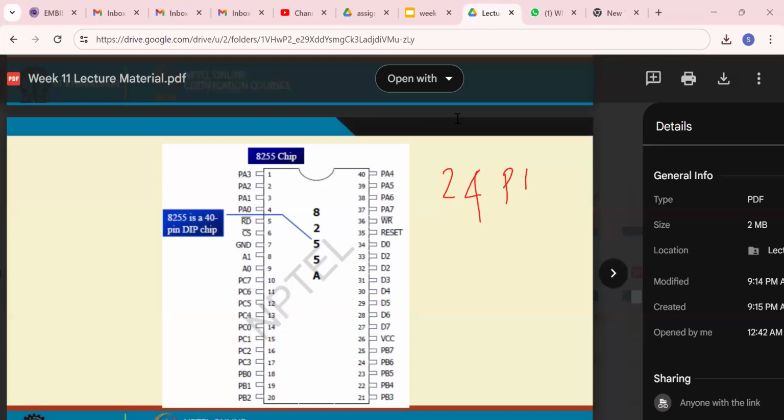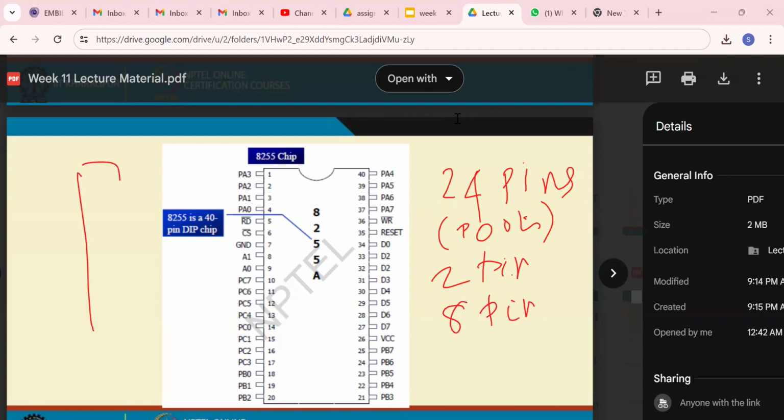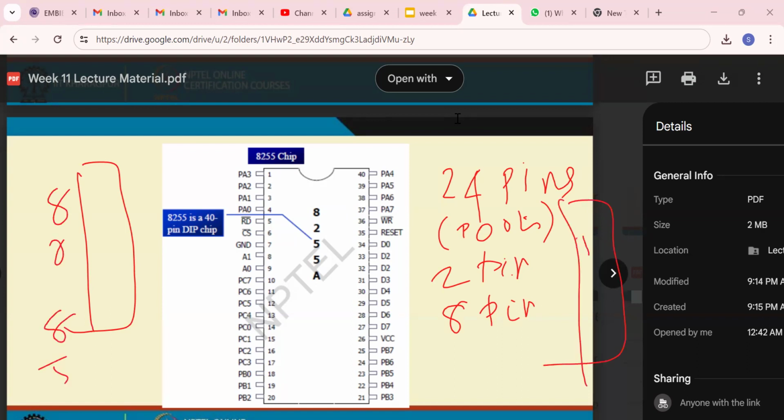24 pins for the 3 ports. Okay, and 2 pins for supply and ground, 8 pins for the data bus, because on this side of the 8255 I will connect my processor, and on this side I will connect my IO device. So definitely I have to synchronize my data bus here. So 8 pins for the data bus, D0 to D7. Okay, and the remaining: read bar, chip select bar, A1, A0 for address selection, write bar, reset. These are all control signals used in the 8255.